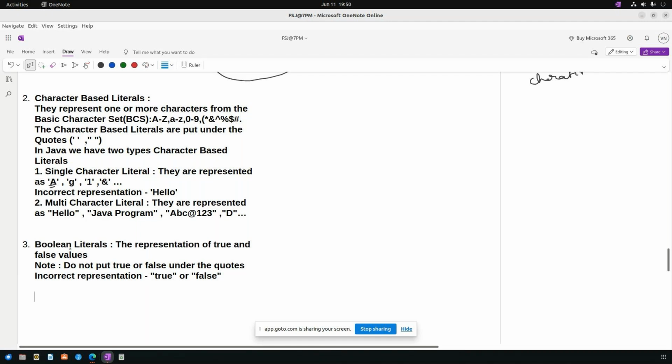And then finally we will talk about the null literal. Whenever I say null literal, it is the representation of a null value that signifies nothing. Null means nothing.